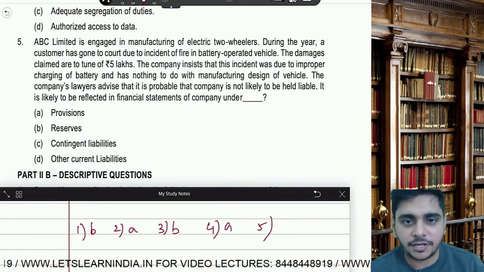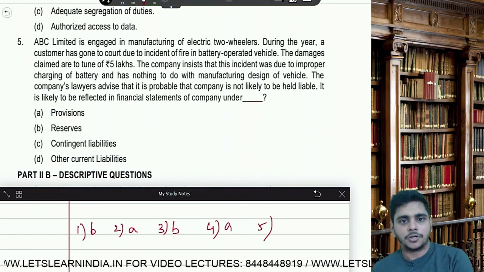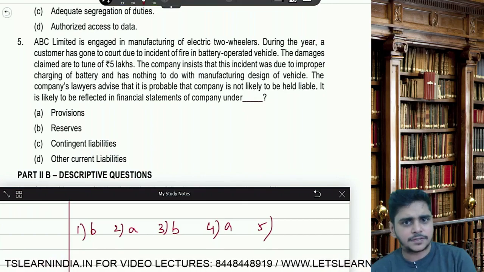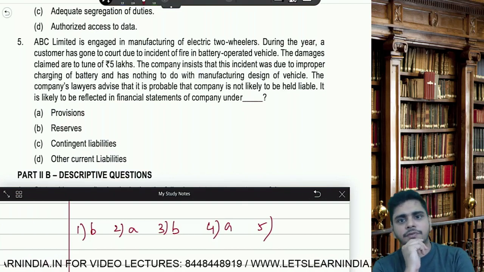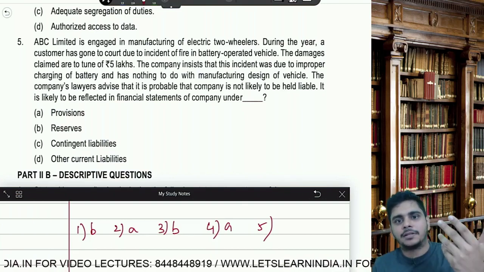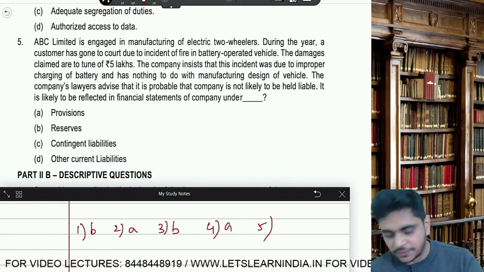ABC Limited is engaged in manufacturing of electric two-wheelers. During the year, a customer has gone to the court due to the incident of fire in battery-operated vehicles. The damage claimed are to the tune of 5 lakhs. The company insists that the incident was due to improper charging of battery and has nothing to do with the manufacturing design of vehicle. The company lawyers advise that it is probable that the company is not likely to be held liable. Probable. It is likely to be reflected in the FS of the company.